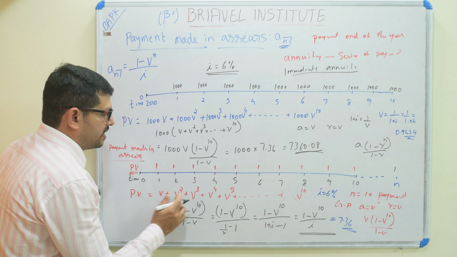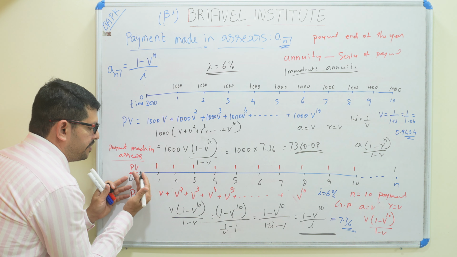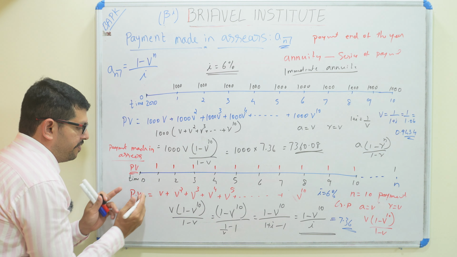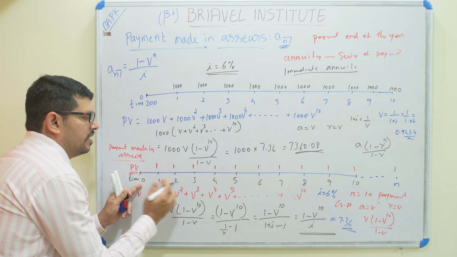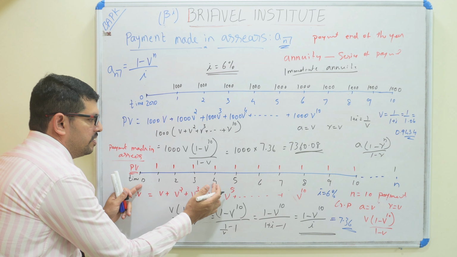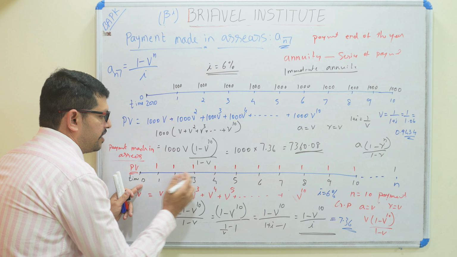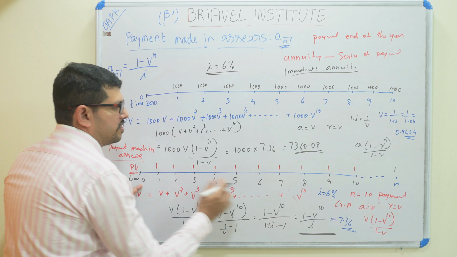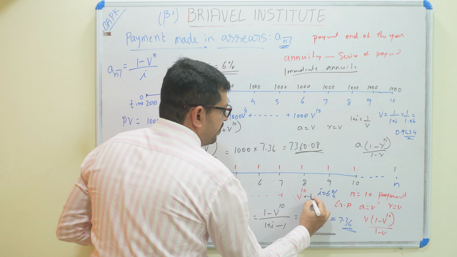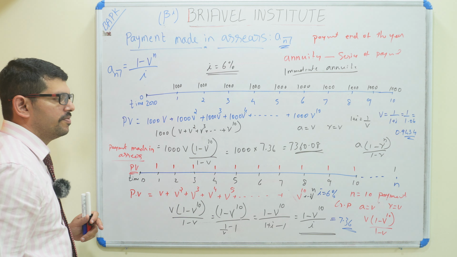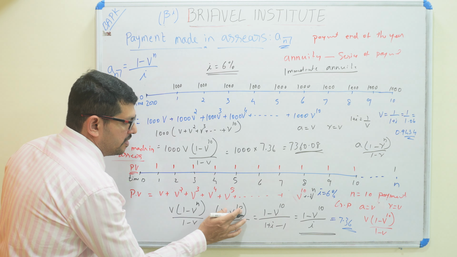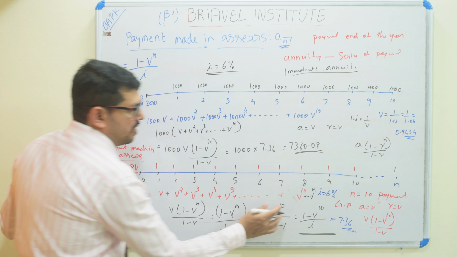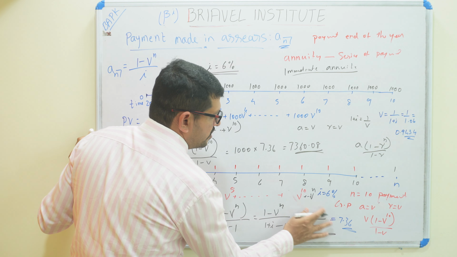We have to take each 1 unit as a present value. When we find the present value, each 1 unit we have to bring back to here. So this is V raised to 3, this is V raised to 4, this is V raised to 5, this is V raised to 6, up to V raised to n. Then this will be a angle n.